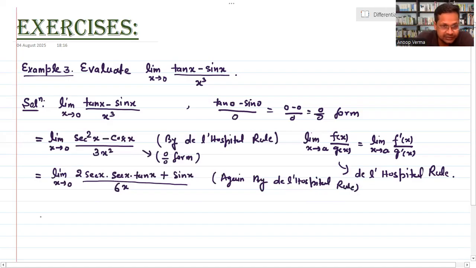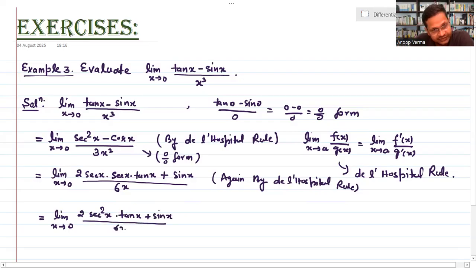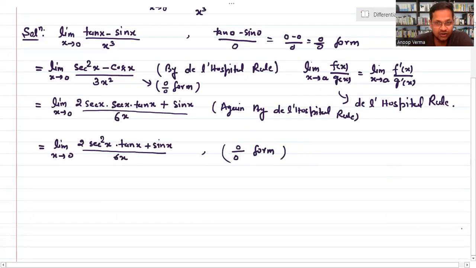Okay, and you can see what you get if you apply it here. First write down what we have got: 2 sec square x into tan x plus sin x, divided by 6x. If you are putting 0 you will get again the 0 upon 0 form. It remains the 0 upon 0 form. So again you apply the L'Hospital rule.